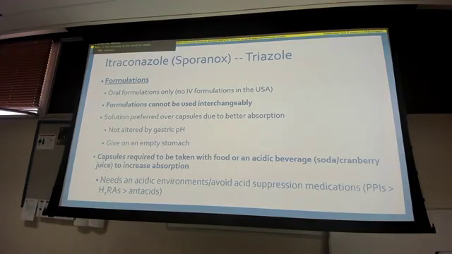So the solution is preferred over the capsules just for better absorption. We don't have to worry about the gastric pH, and we can give this on an empty stomach. With capsules, it's going to be the opposite, where we need to take it with food or an acidic beverage like cranberry juice or soda to increase that absorption. Also, we need to think if there are any other medications that will decrease acid, so our PPIs, H2RAs, antacids, things like that.